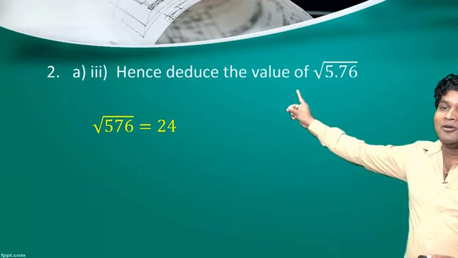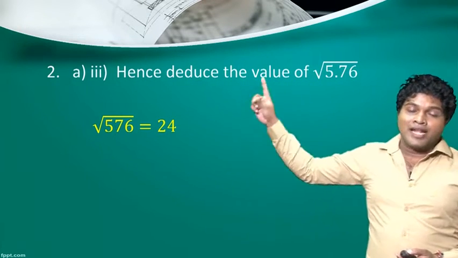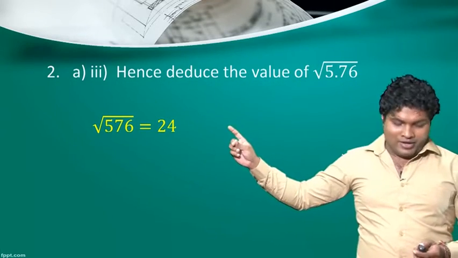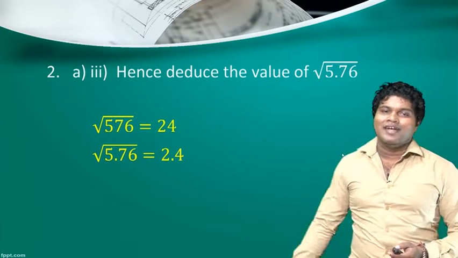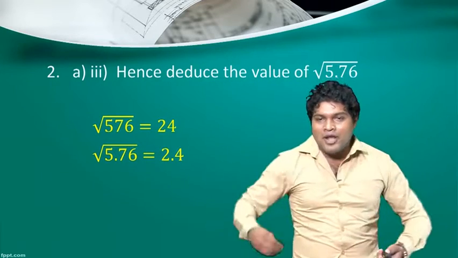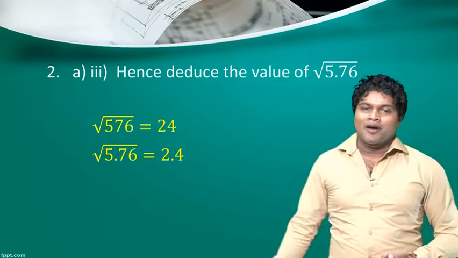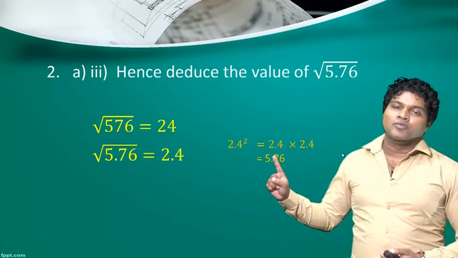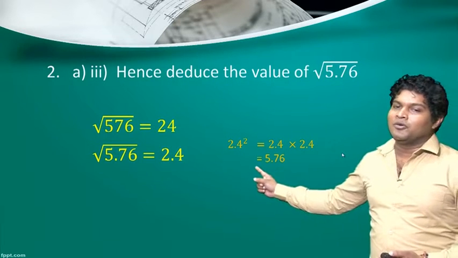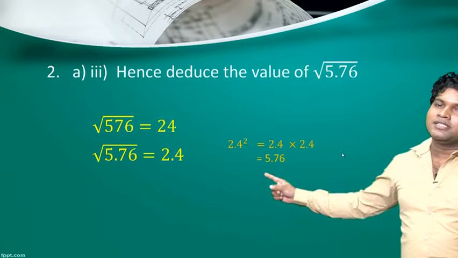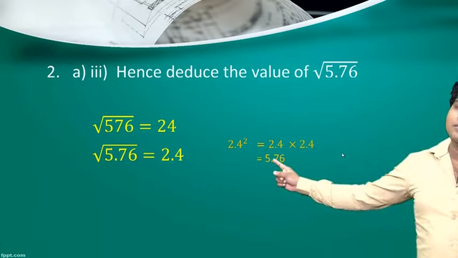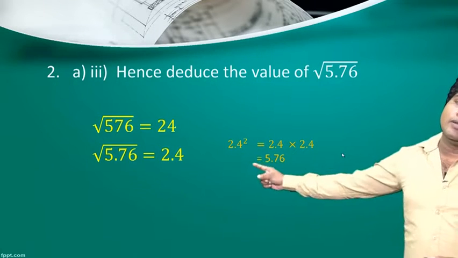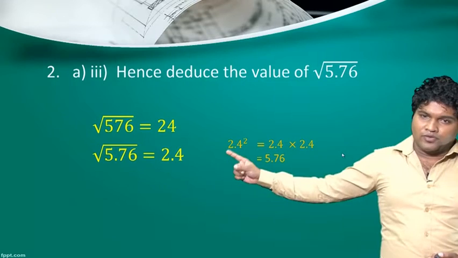Therefore, you have to guess the answer this time. That's why they have given us the question to deduce. Your answer will be 2.4. You see, right, 2.4. You just have to deduce. 2.4 squared is 2.4 into 2.4, which is 576, and you have to have 2 decimal places like this. According to that, vice versa, the square root of 5.76 will be 2.4.